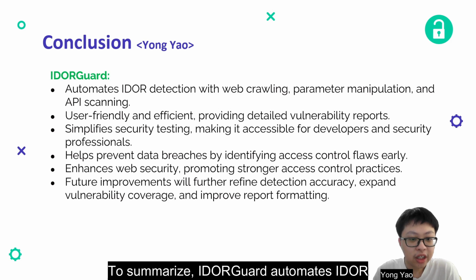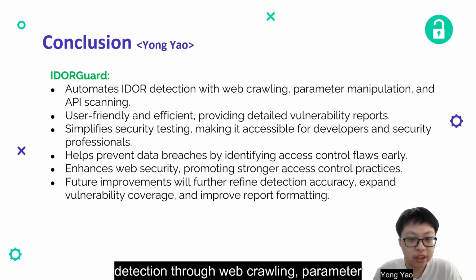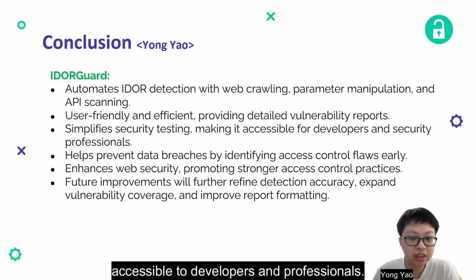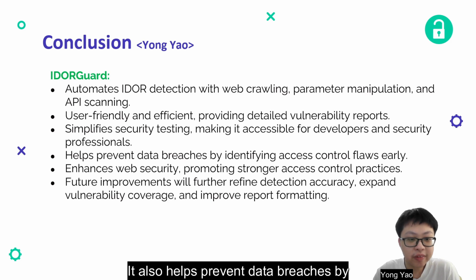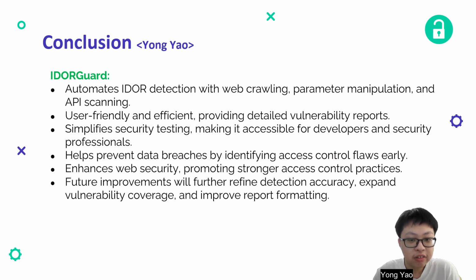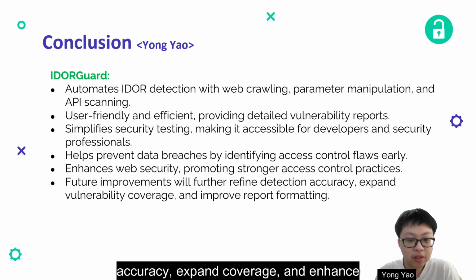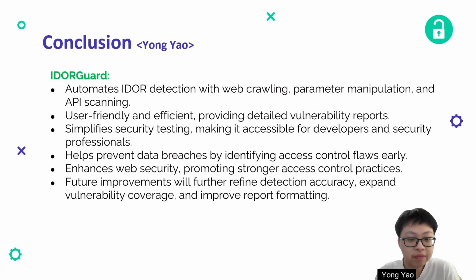To summarize, IDORGuard automates IDOR detection through web crawling, parameter manipulation, and API scanning, making security testing easier and more accessible to developers and professionals. It also helps prevent data breaches by identifying access control flaws early. And its future enhancements will improve accuracy, expand coverage, and enhance usability.